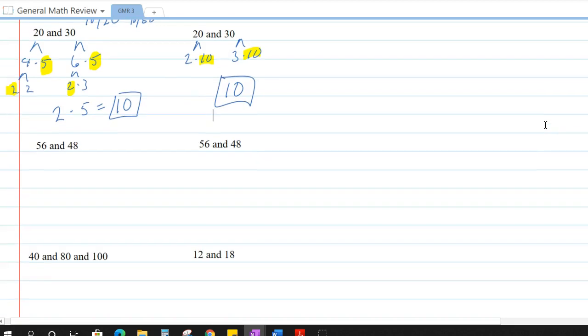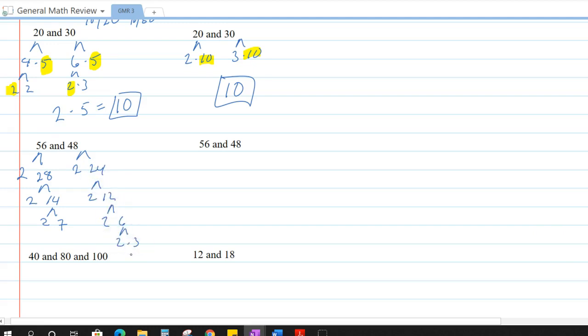Again, we have the 56 and the 48. So 56 breaks up into 2 times 28. You don't have to know your multiplication tables. We know that 2 can go into an even number, so I can keep pulling a 2 out of things. Same thing with the 48. 48 breaks up into 2 times 24.